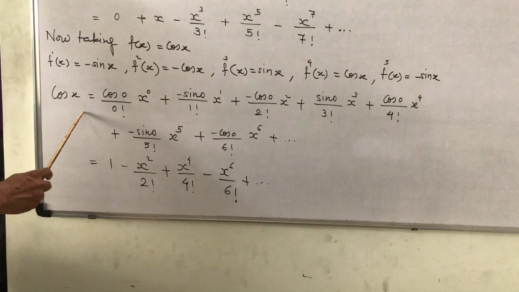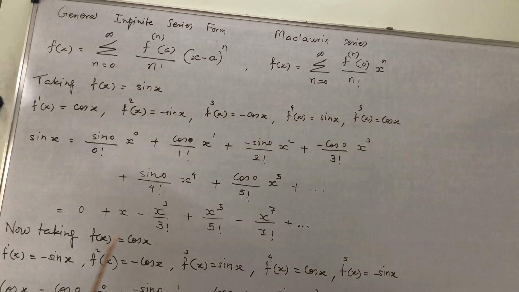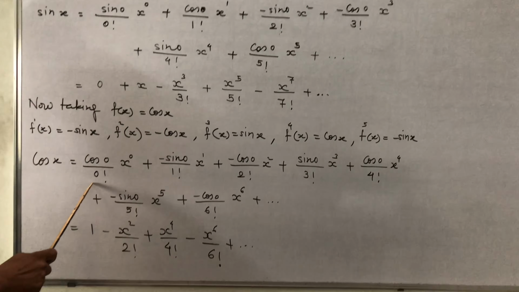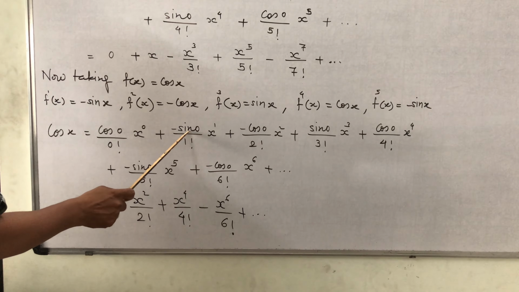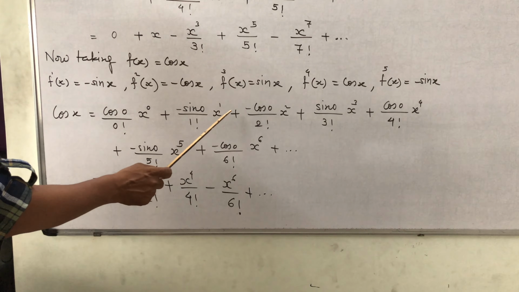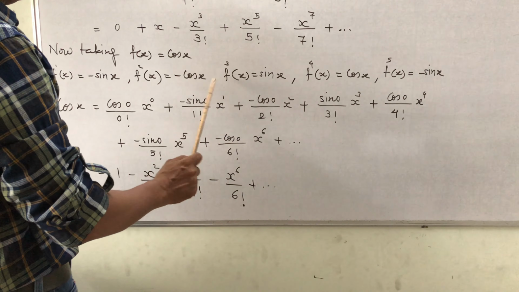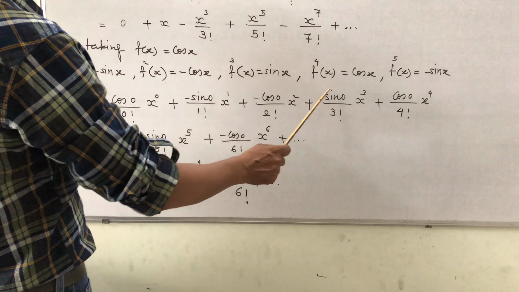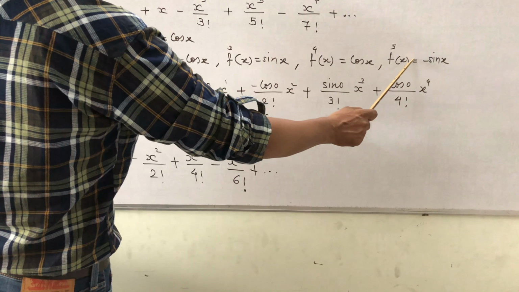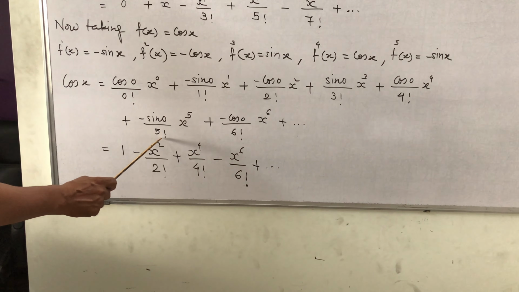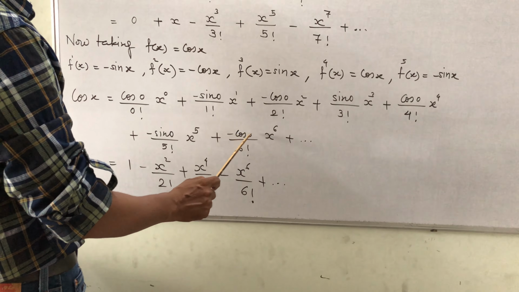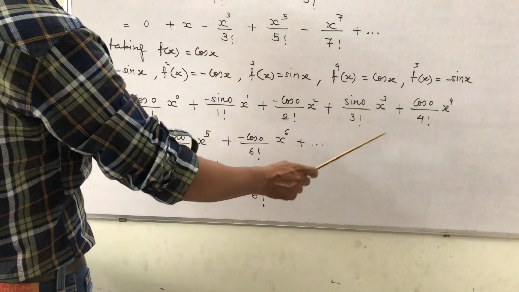So cos x equal to, using this, f of 0, that is no derivative. So cos 0 upon 0 factorial into x to 0. f1 of 0, so f1 is minus sin 0 upon 1 factorial into x to 1. f2 of 0, so minus cos 0 upon 2 factorial into x square. f3 of 0, sin 0 upon 3 factorial into x cube. f4 of 0, cos 0 upon 4 factorial into x raised to 4. f5 of 0, minus sin 0 upon 5 factorial into x raised to 5. f6 of 0, so minus cos 0 upon 6 factorial into x raised to 6, plus and so on.